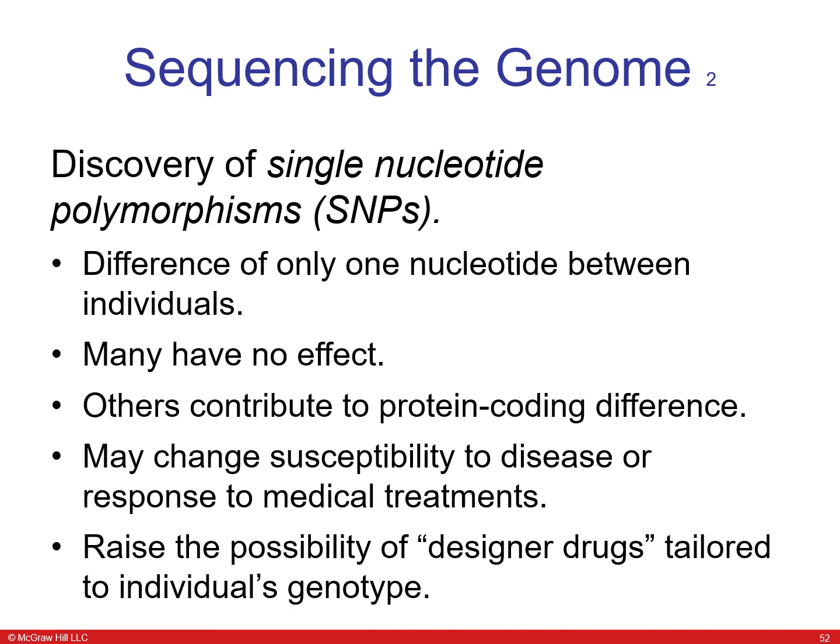Because of the sequencing of the genome, we discovered single nucleotide polymorphisms, also known as SNPs. They may have no effects. Sometimes they do have effects. And this raises the possibility of designer drugs tailored to an individual's genotype.